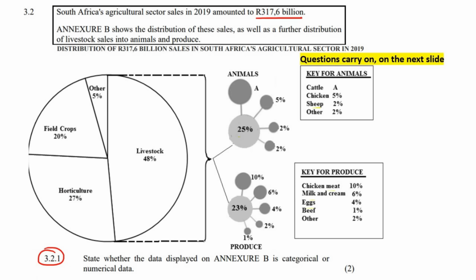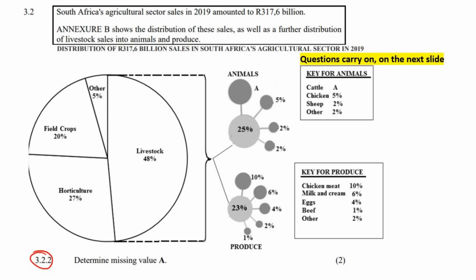So the first question says, state whether the data displayed on Annexure B is categorical or numerical. Well, because they're using numbers, okay, so we have 317 billion, and then we've got percentages over here, all these percentages. Because of that, this is definitely numerical. If it was categorical, there wouldn't be any numbers. It would just be names of things, okay, without numbers.